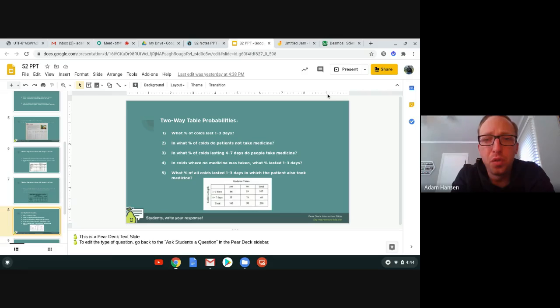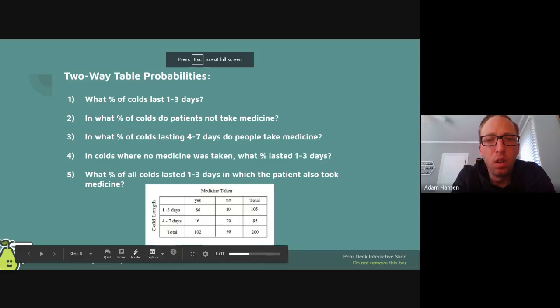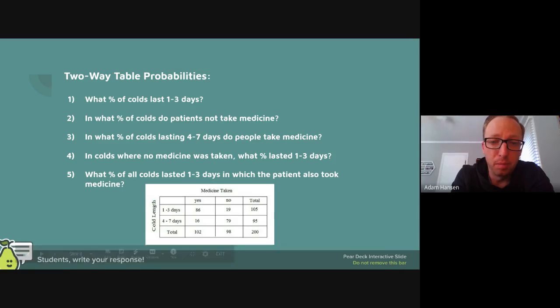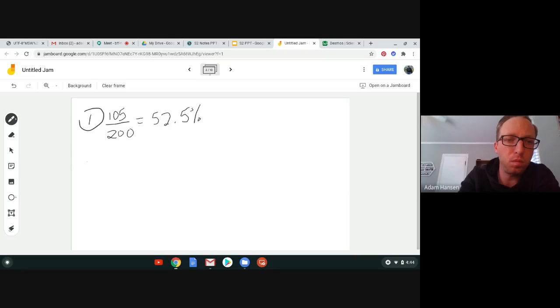What percent of colds do patients not take medicine? Well, out of the 200 grand total in our sample, how many colds did not take medicine? That would be 98. So 98 out of 200 as a percent, that would be 49%.